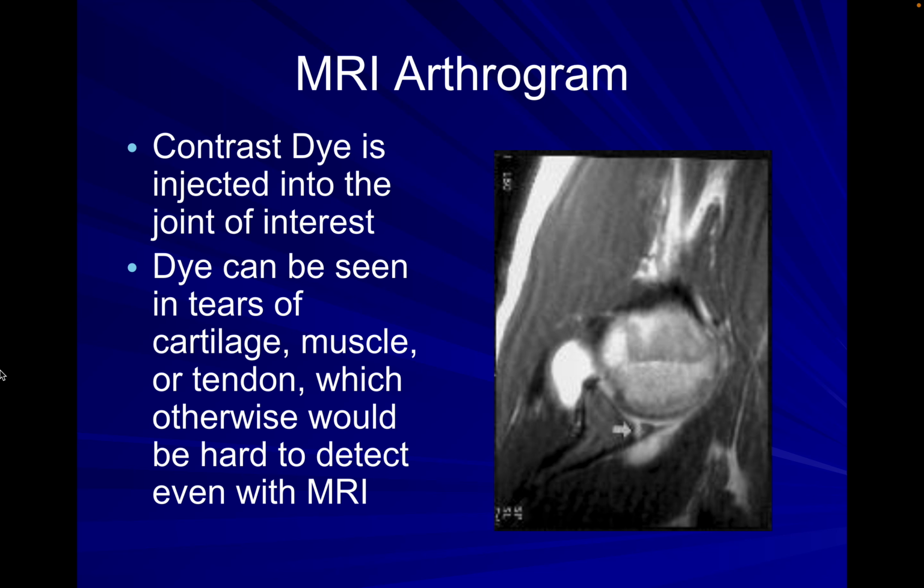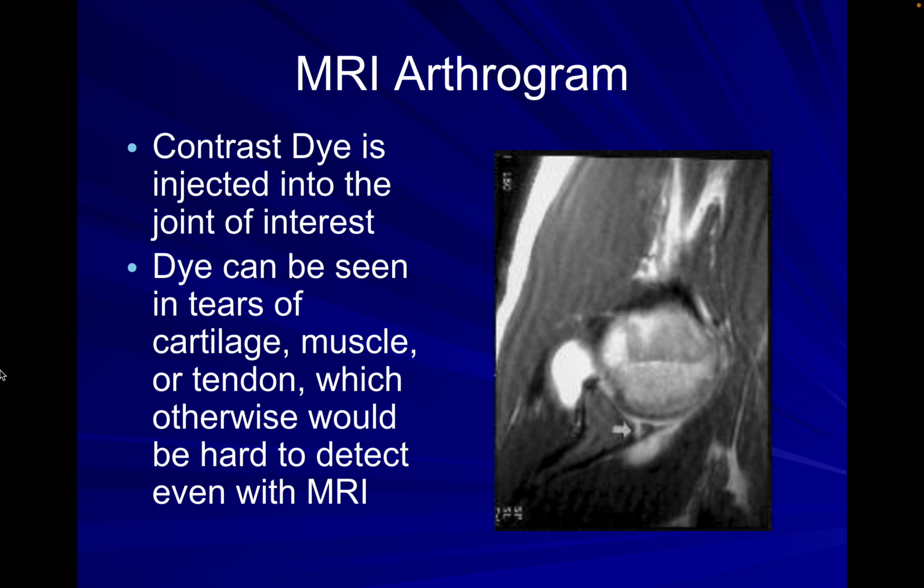That brings us to the MR arthrogram, or magnetic resonance arthrogram, and the key here is that you're including contrast dye. And in an arthrogram, the contrast dye is injected into the joint that you're interested in evaluating, and that helps elucidate tears in tissue like cartilage or muscle or tendon that sometimes is hard to see with an MRI. So it can help increase your sensitivity for picking up some of these subtle tears.